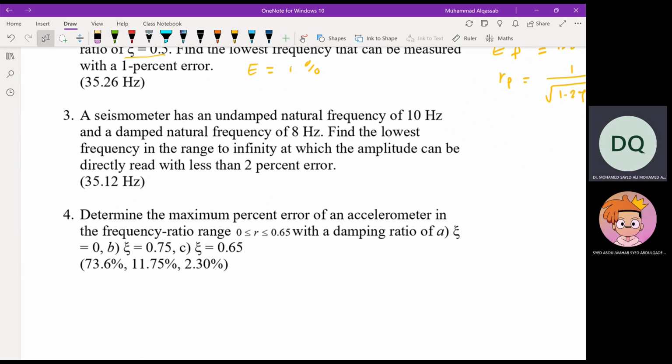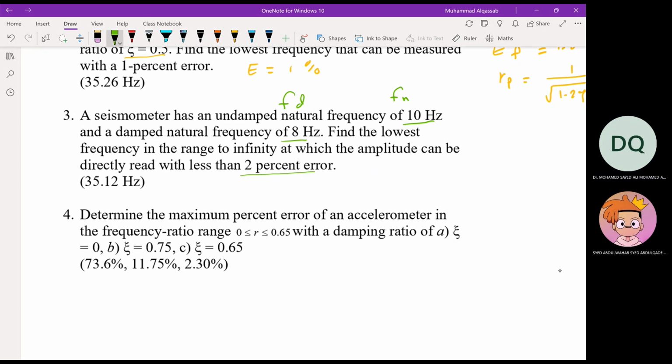Yes, doctor. Okay, question number 3. A seismometer has an undamped natural frequency of 10 Hertz. This is Fn. And a damped natural frequency of 8. This is Fd. Find the lowest frequency in the range to infinity at which the amplitude can be directly read with less than 2% error. So we have zeta is not given. We need to calculate zeta first.